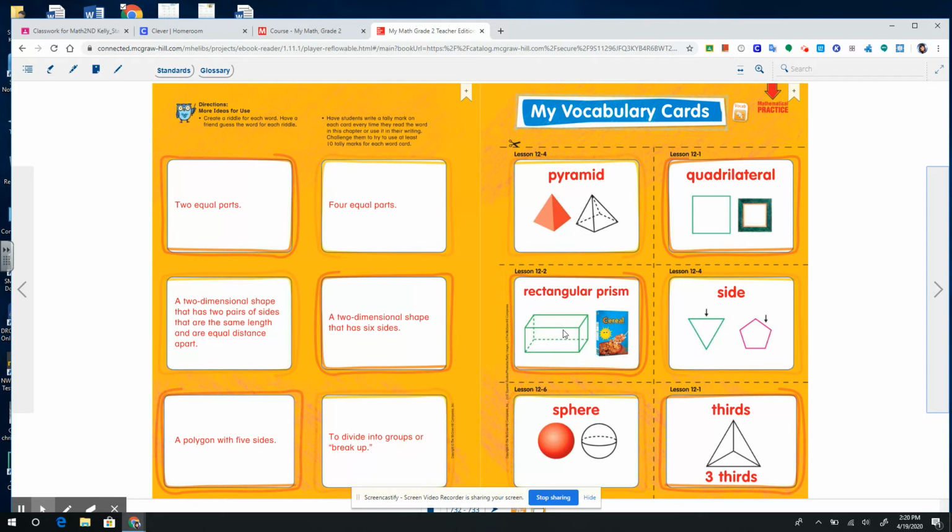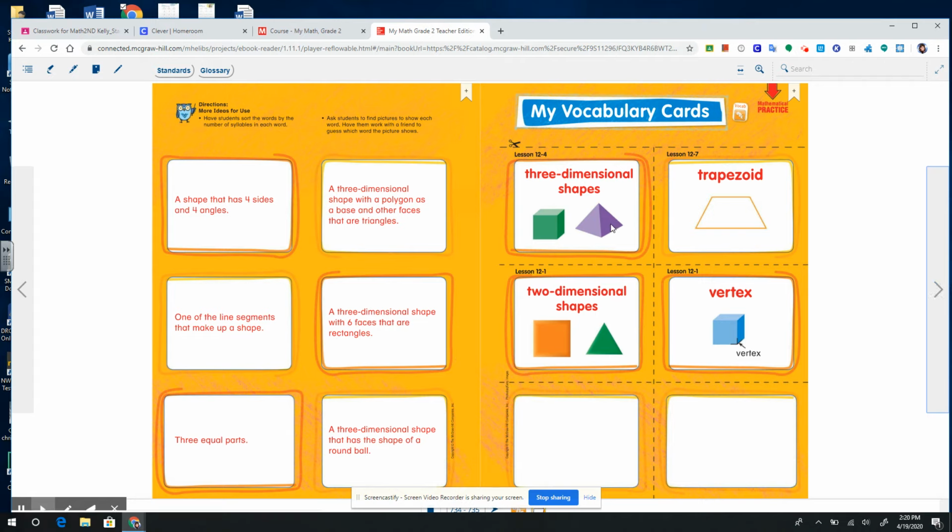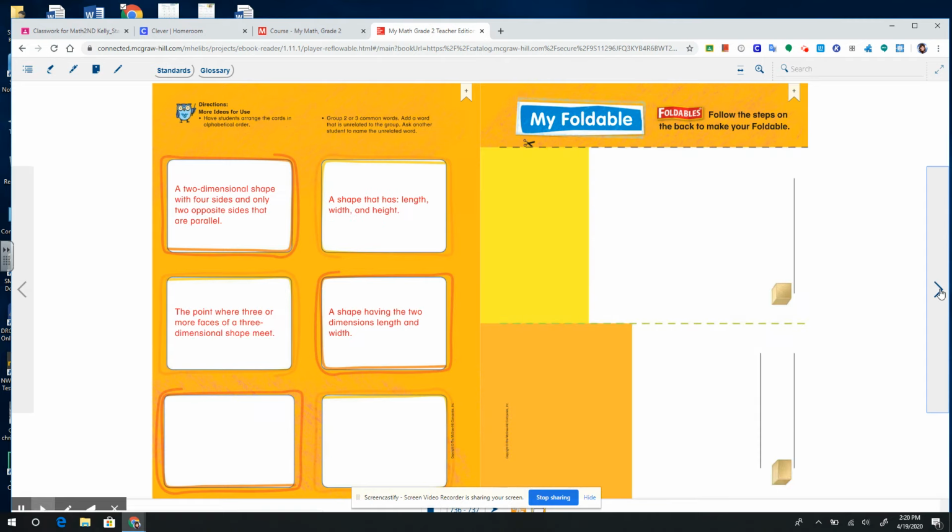A rectangular prism, quadrilateral, the quad means four, sides, sphere, thirds. Three-dimensional shapes are the ones you can hold in your hand. Two-dimensional shapes are your flat shapes, and a vertex or vertices are those corners, and trapezoid. We'll go into more vocabulary for those, not right this second. I just want to give you a brief overview, but we are going to do the vocabulary portion on Wednesday.